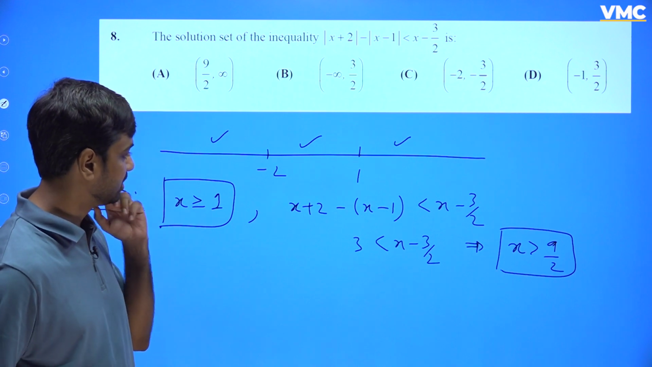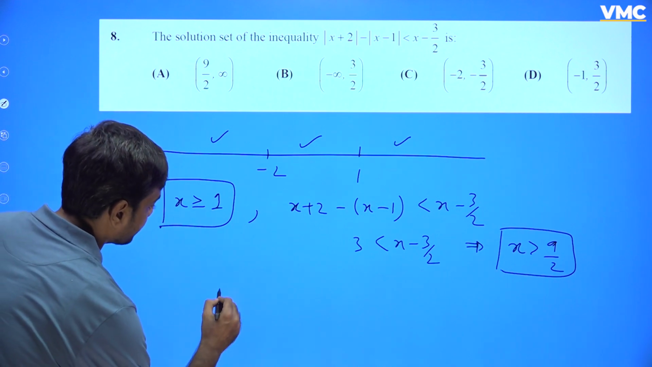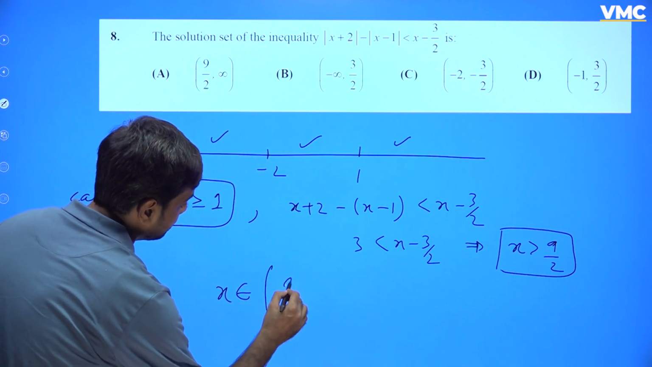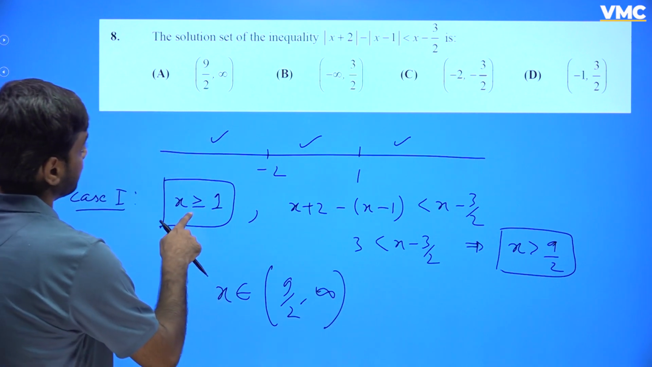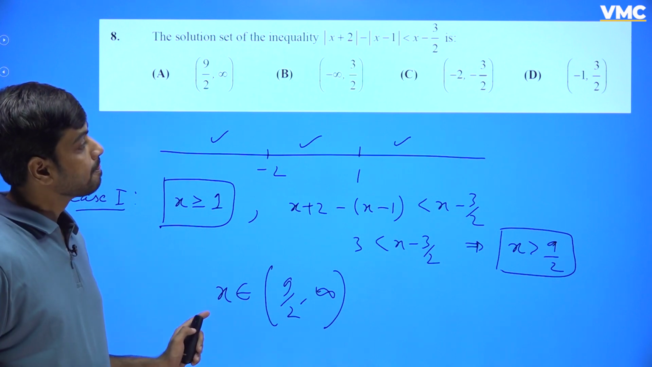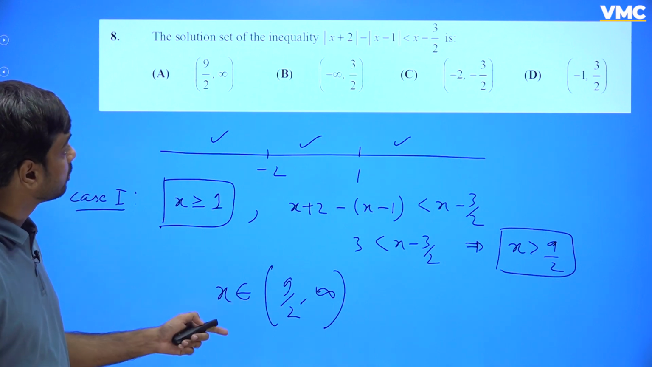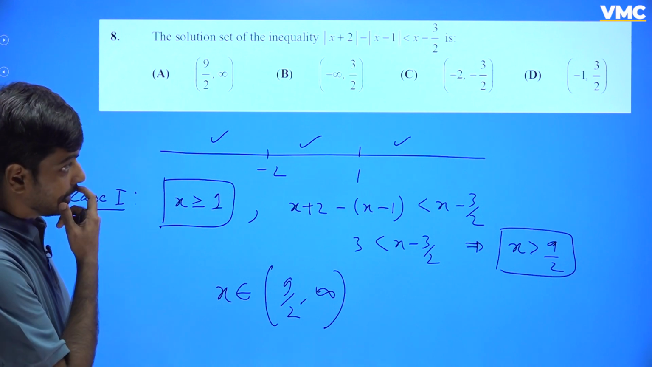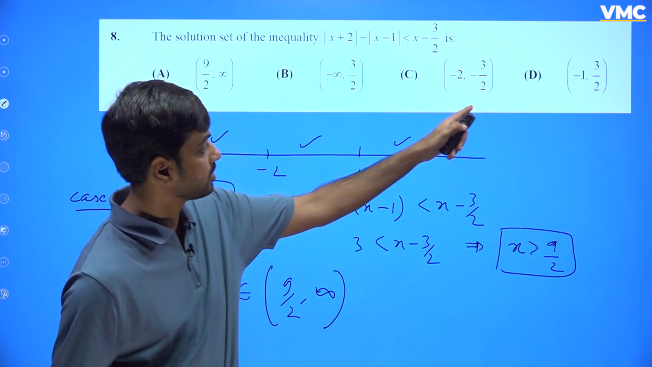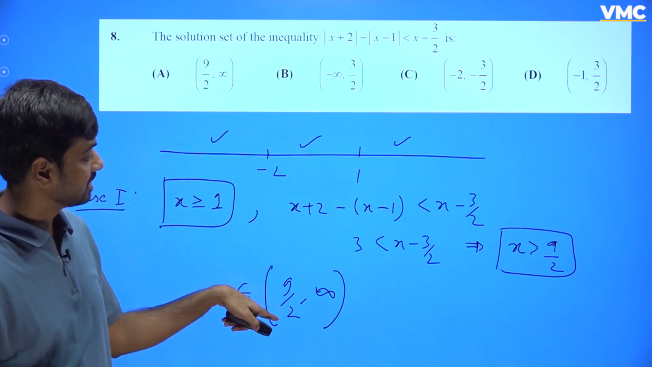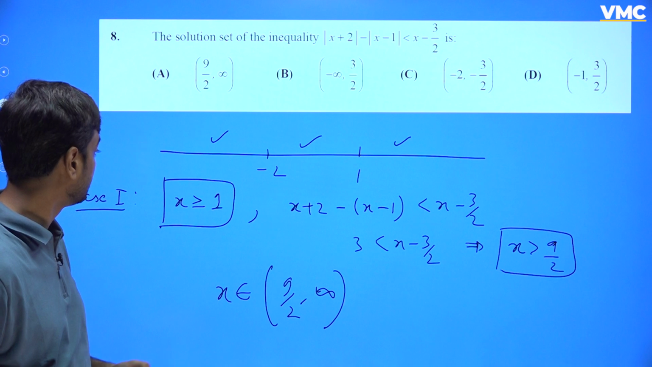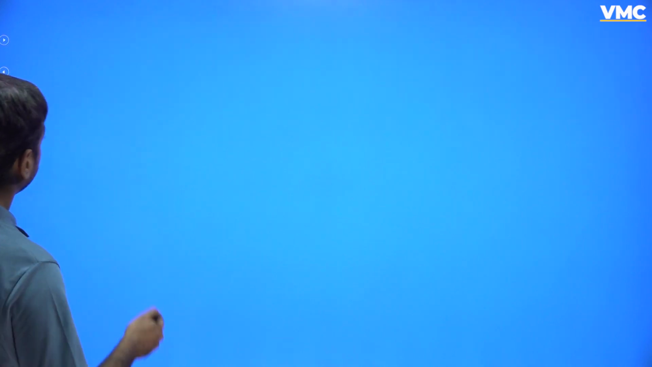So we have to take the intersection of these 2. When you take the intersection of these 2, I will get x belongs to 9 by 2 to infinity, right? Equality is not there. The intersection of x greater than or equal to 1 and x greater than 9 by 2 is 9 by 2 to infinity. So this is the answer from case 1. I can mark the right option from here only, because when you look at the last 3 options, they are not including this solution set. So from here only, I can mark the correct option as A, but I'm solving the complete problem. So we have solved the first case.